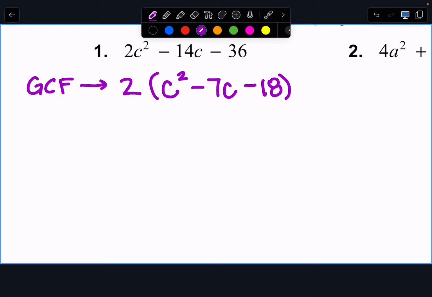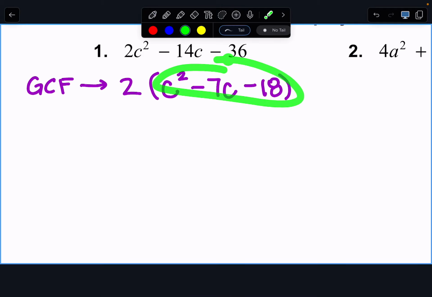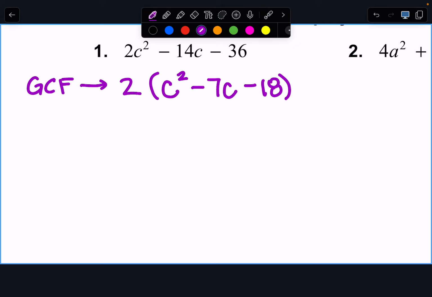Okay, so now we can keep going. We now know how to factor this guy right here. So I'm going to leave my 2. He's still there. But now I'm going to break this up into 2 factors. We know that c times c is c squared, right? I need 2 numbers that multiply to negative 18 and add to negative 7.